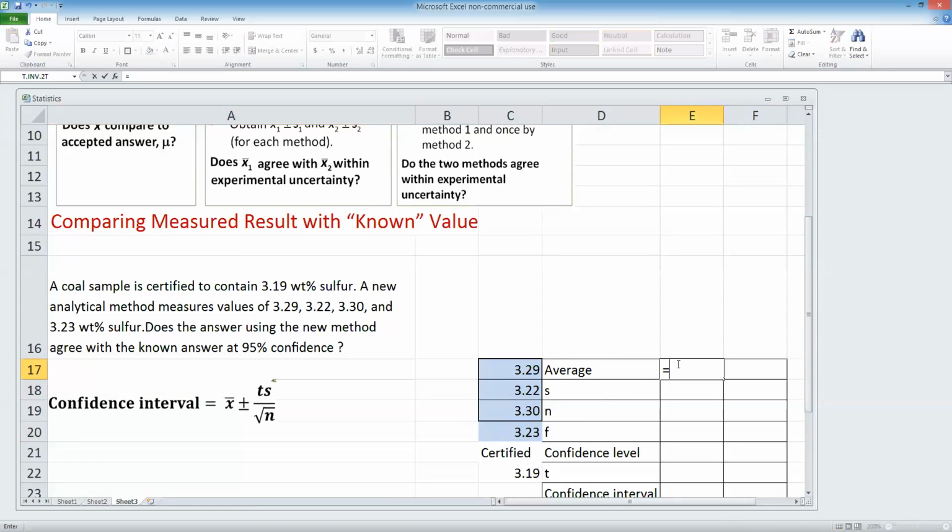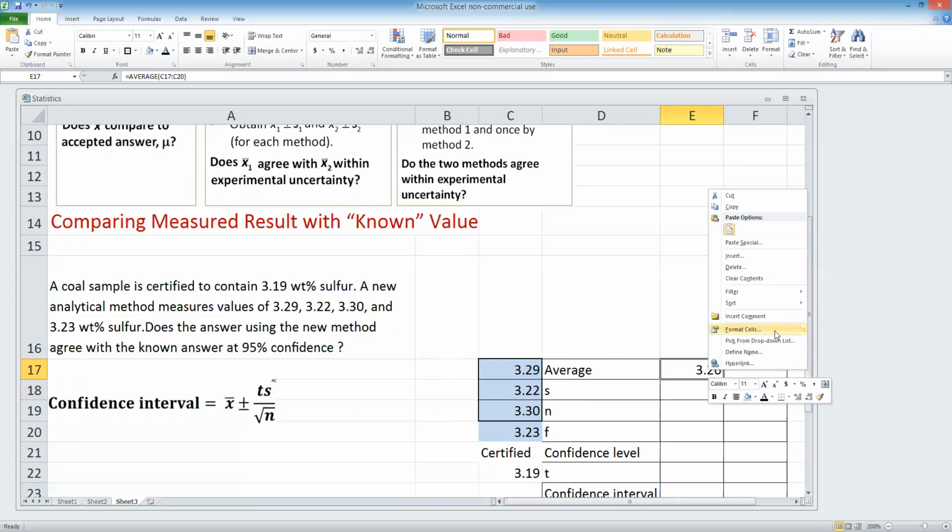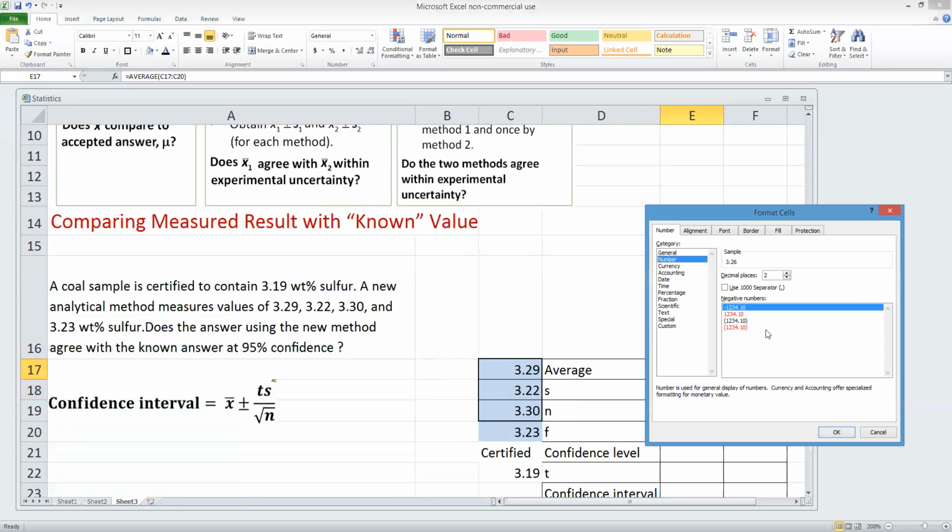First, calculate the average. The function is AVERAGE. Select all the data. Enter. You got the number. Make sure to keep significant figures. You can keep 1 more digit because after averaging, you are supposed to get more precise data. You can use this.